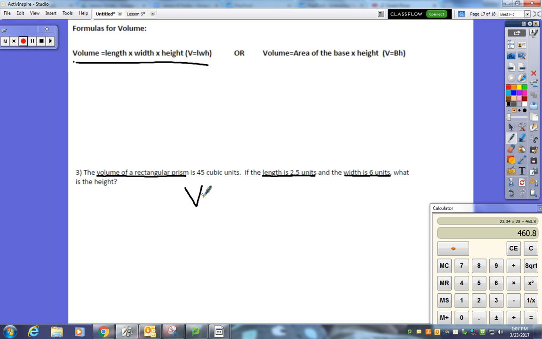So I'm going to start by writing my formula down. Volume equals length times width times height. And then I'm going to replace the variables with the numbers I know. So it's telling us the volume is 45. So instead of V, I'm going to put 45. The length is 2.5. The width is 6. And as of right now, I don't know the height.